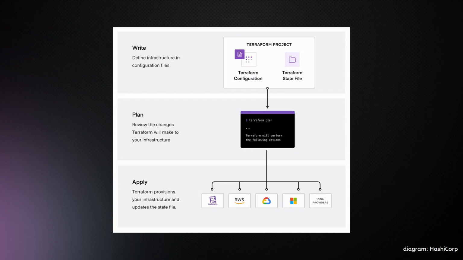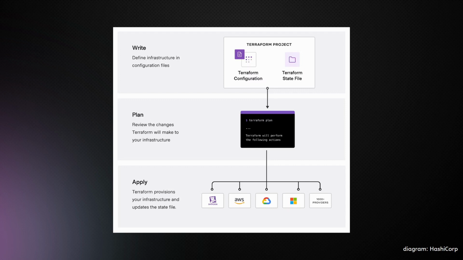HashiCorp and the Terraform community have already written thousands of providers to manage many different types of resources and services. You can find all publicly available providers on the Terraform registry, including AWS, Azure, GCP, Kubernetes, Splunk, Datadog, and many more.